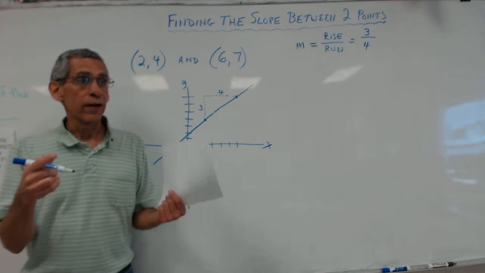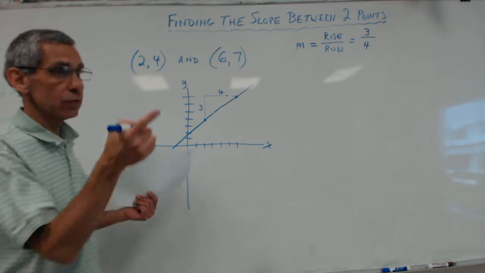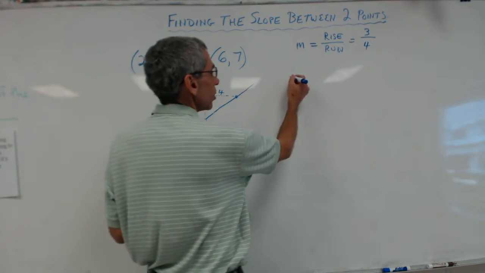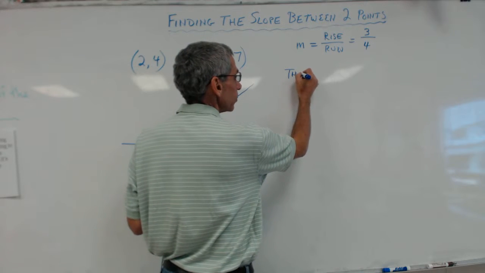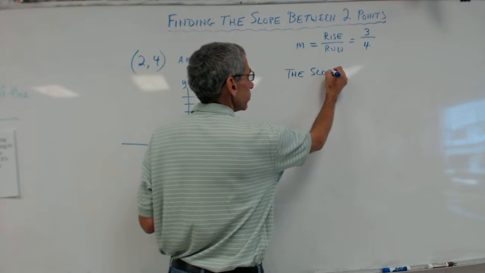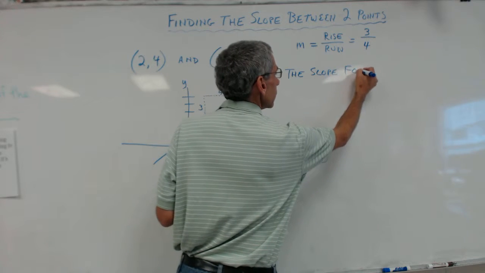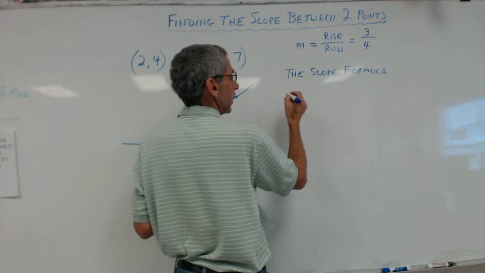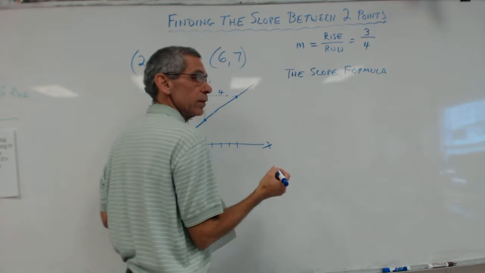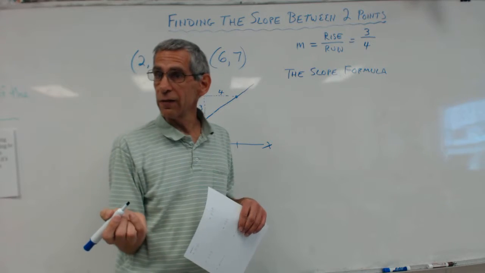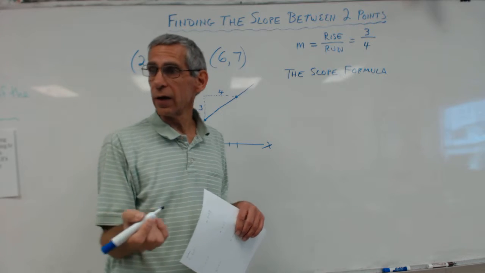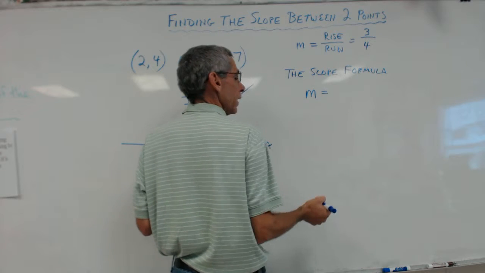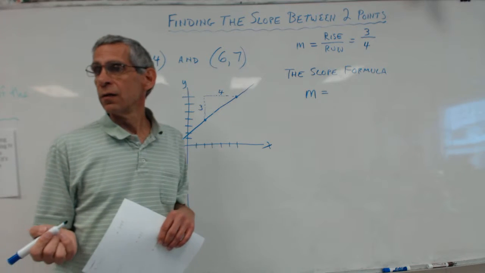And so there has to be a formula, right? And so you've got the right idea. You're totally doing it. But let's talk about the formula. This is called the slope formula. So please write this down. The slope formula. And the formula, since it's slope that we're trying to find, it's going to start with m. M equals, right?